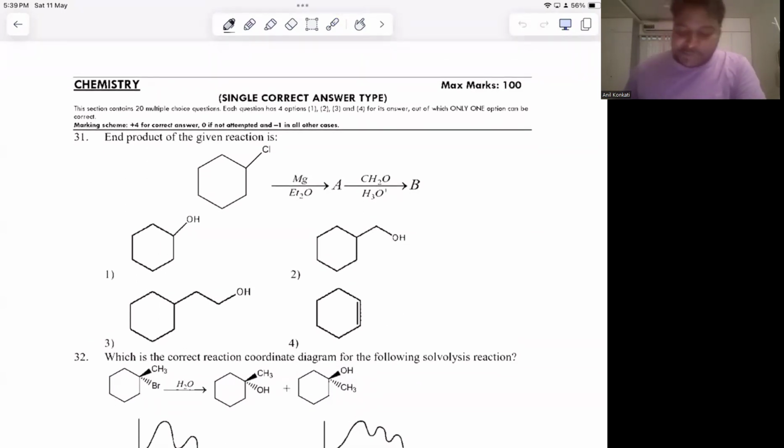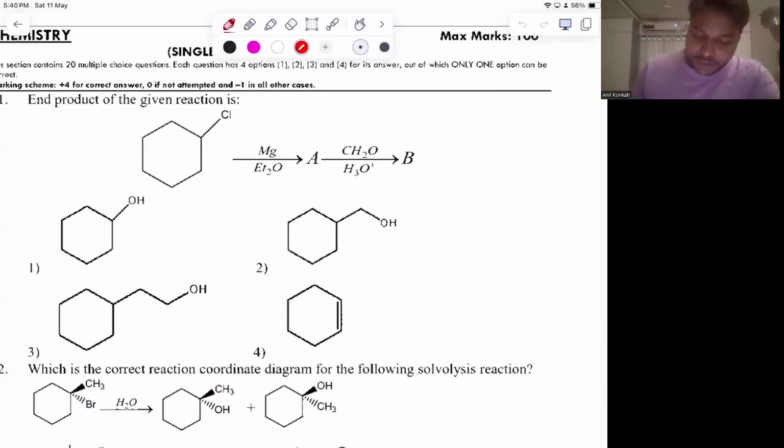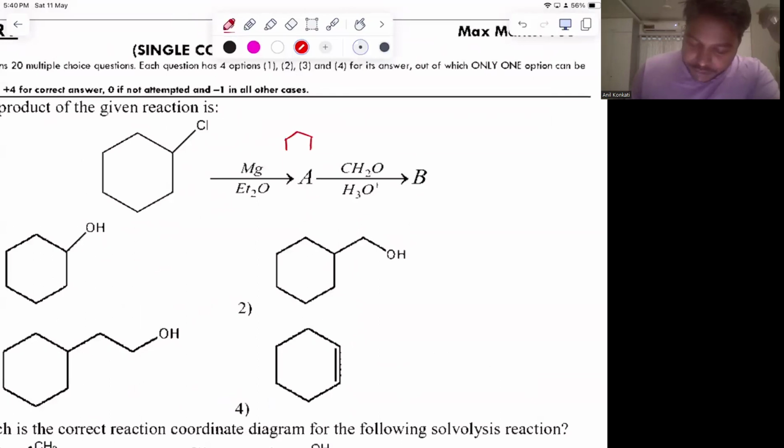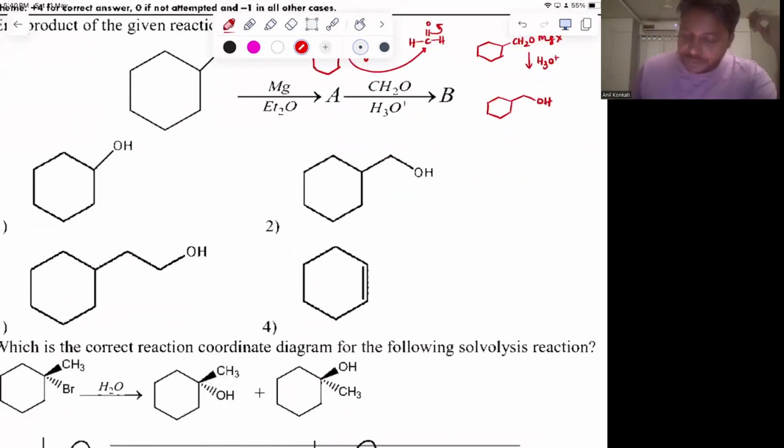Hey everyone, let's discuss these questions one by one. First one, what is the end product? You see, first A would be Grignard's reagent. We'll get this as R-MgCl. And then it is being treated with aldehyde, formaldehyde, which will attack here, making this as CH2O-MgX+, which on hydrolysis will give us this alcohol. So that is option 2.